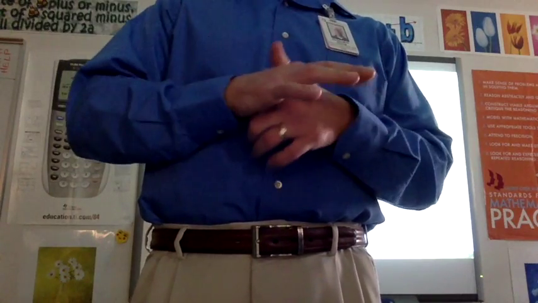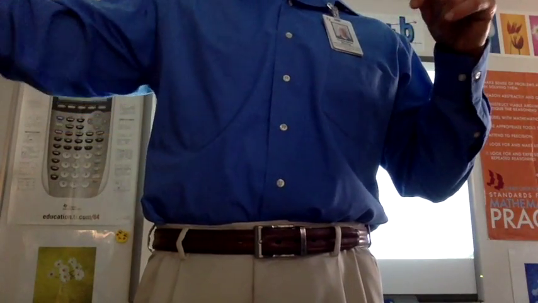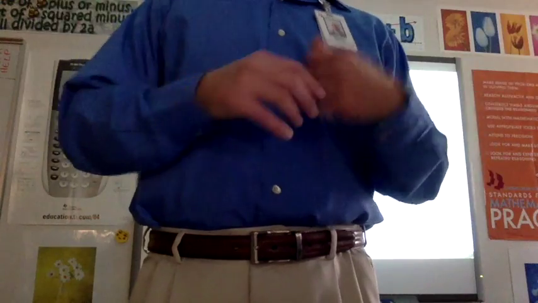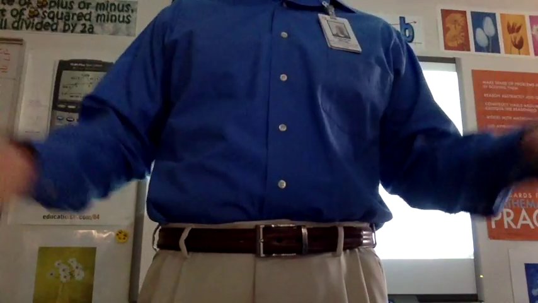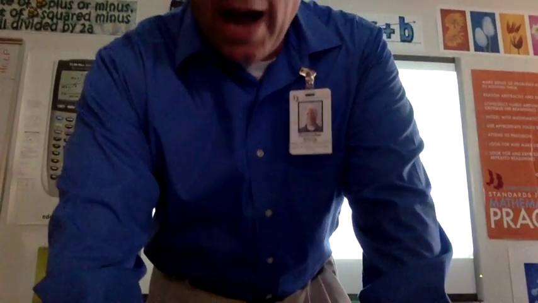M equals a slope. Y minus y1 equals m times x minus x1 is point slope. Y equals mx plus b, slope-intercept form. That's all we got. If you want to come see me, you guys know where my office is.